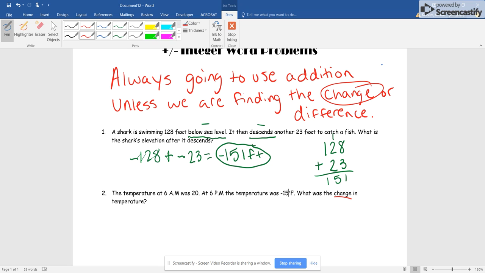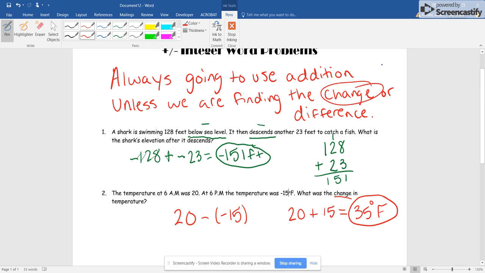So the temperature starts at 20 degrees, and I want to write a subtracting expression since it says change. And then I'm subtracting my other number, which was negative 15. So 20 minus negative 15. Well, remember to subtract integers, I'm really just going to add the inverse or add the opposite. So I'm going to keep the 20, and then I'm going to add the opposite of negative 15, which is positive 15. And 20 plus 15 is 35. So the change in temperature was 35 degrees Fahrenheit.